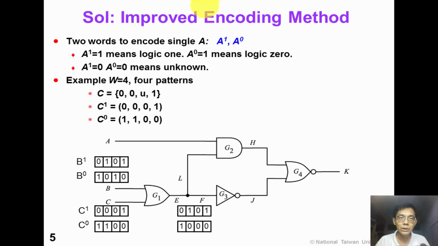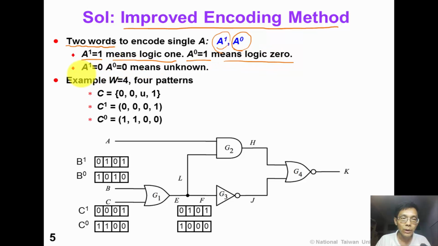A very simple solution is to improve our encoding method. In this improved encoding method, we use 2 words to represent one signal. For signal A, we have A1 and A0. When A1 equals 1, it means a logic 1. When A0 equals 1, it means a logic 0. When both A1 and A0 are 0, it means unknown.